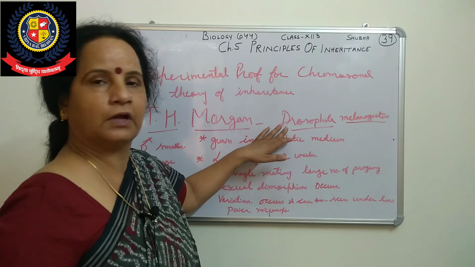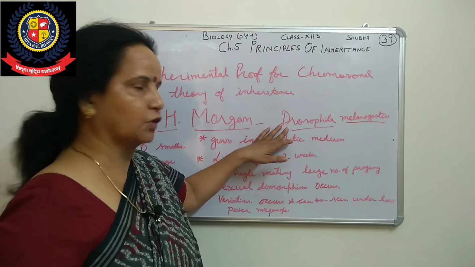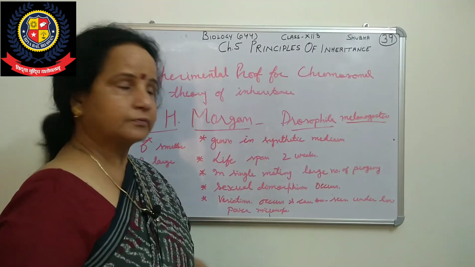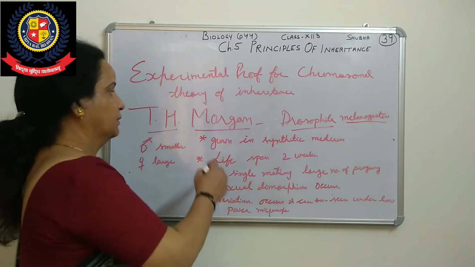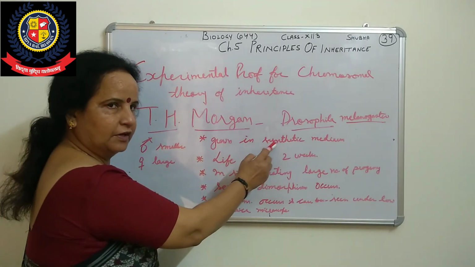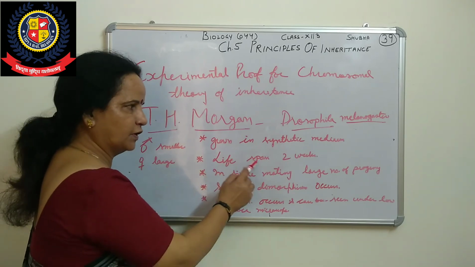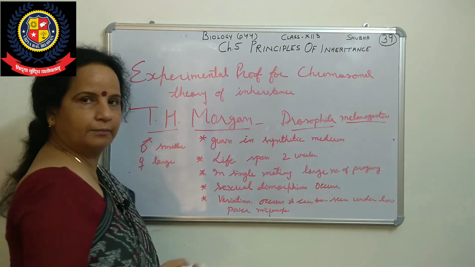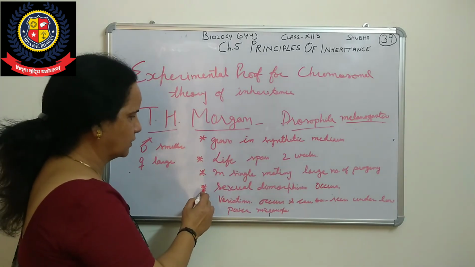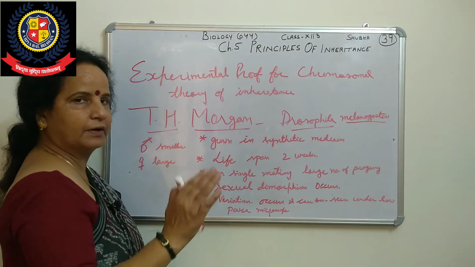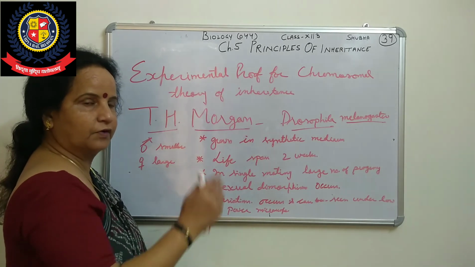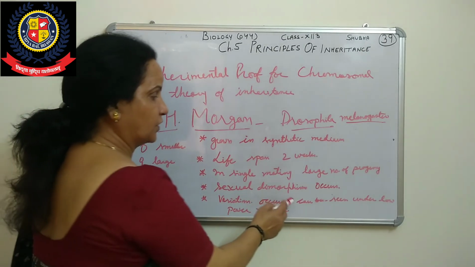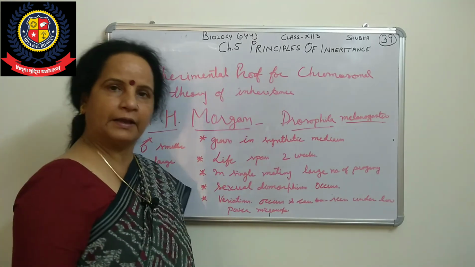Sometimes they can ask the scientific name, because MCQs will be there, and in MCQs it is possible they can give this. Now the reasons: first, it grows in a synthetic medium, so easily in the lab we can develop it. Secondly, the lifespan is very short, only 2 weeks. Third, in single mating we get a large number of progeny. Fourth, sexual dimorphism occurs, male and female can be separated, so we can easily find out which is the male gamete and which is the female. Fifth, a large number of variations occur, and those can be seen under a low power microscope.